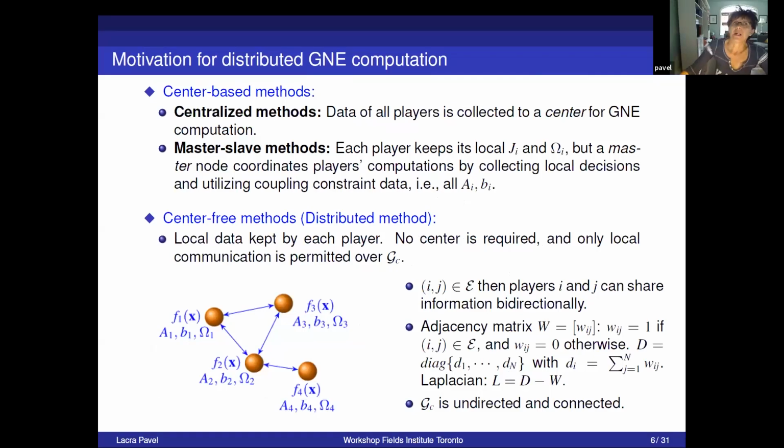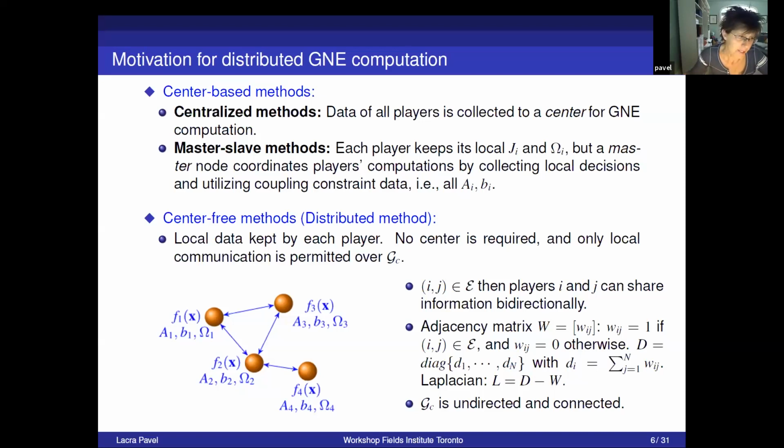In terms of types of methods for solving GNE computation in these classes of scenarios, towards distributed, obviously the standard way is to develop rather centralized methods where the data of all players is collected by a center, but also master-slave methods where each player keeps its local cost and set actions, but a master node coordinates their computation because of that coupling constraint.